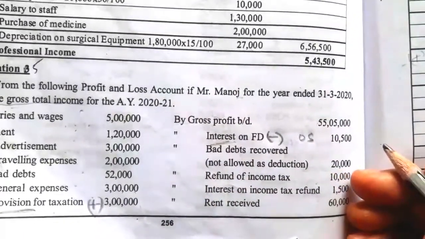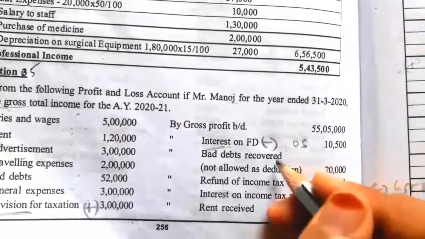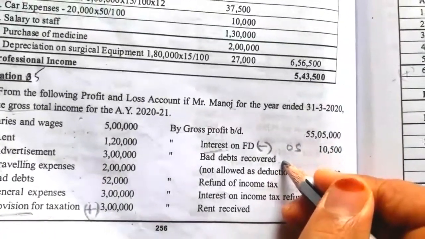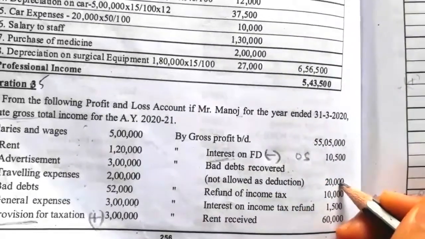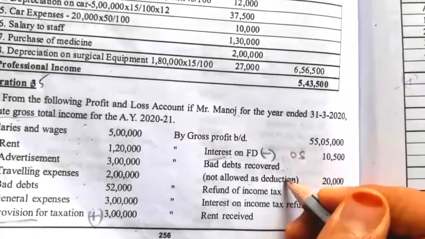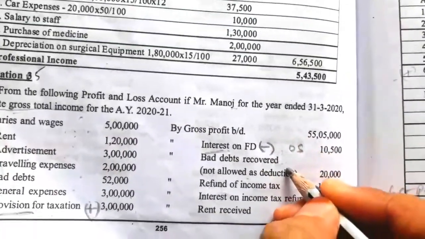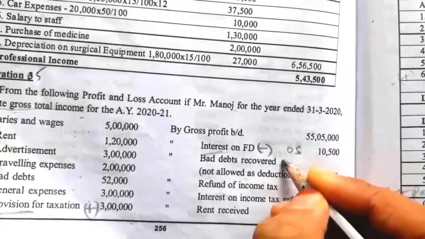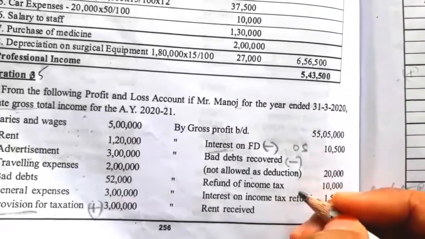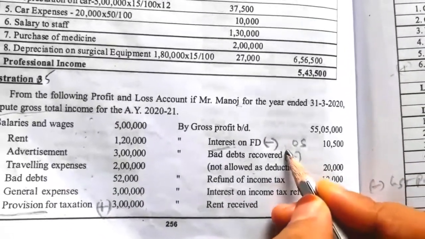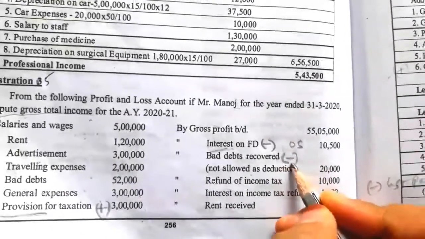Then, bad debt recovered not allowed as deduction. In the previous year they recovered a bad debt amount of rupees 20,000, but it was not allowed as a deduction in the previous year, so it should be deducted. It is not taken as income for this particular assessment year, so it should be deducted from the net profit while calculating the business income, and it is not taxable under any other head, so it should be deducted.